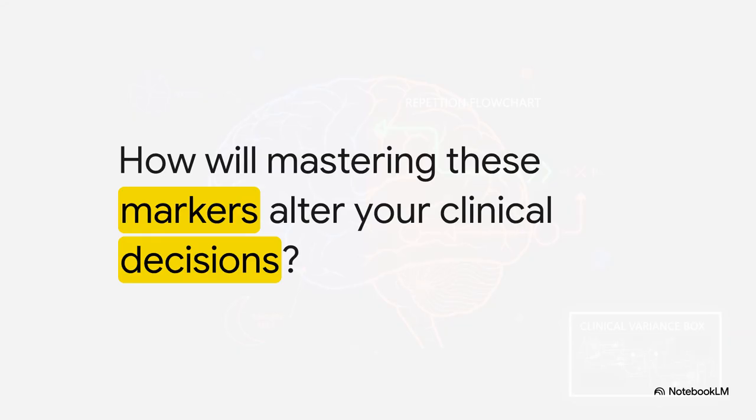Recognizing what isn't there, like an absent motor deficit in a patient spouting fluent nonsense, is just as critical as seeing what is. Vascular anatomy does not lie. So how will you apply this absolute level of precision to your very next patient assessment?